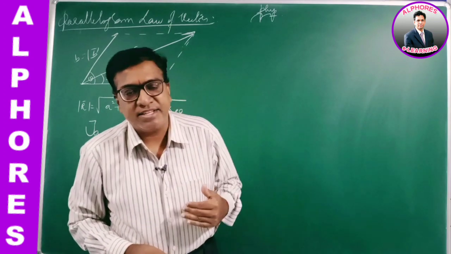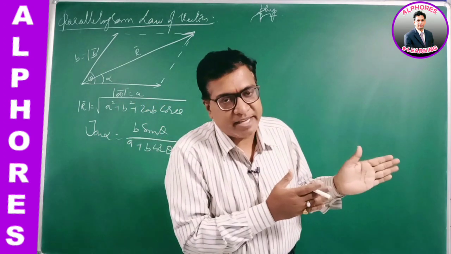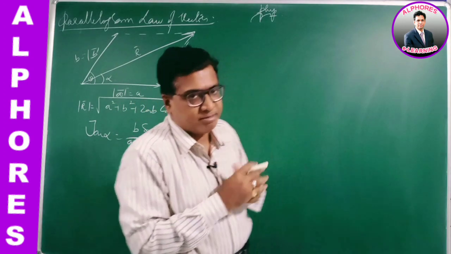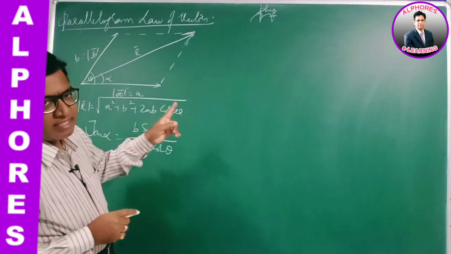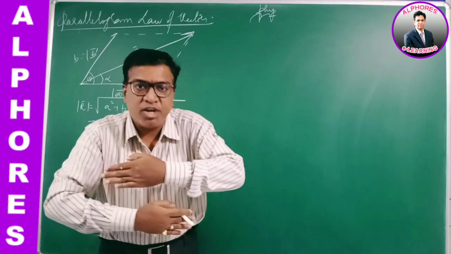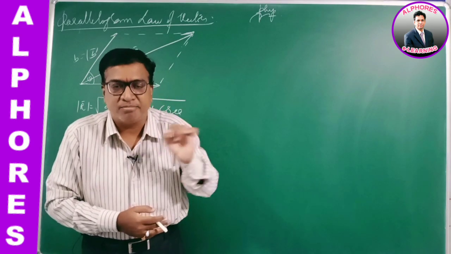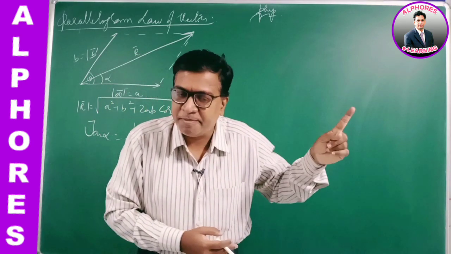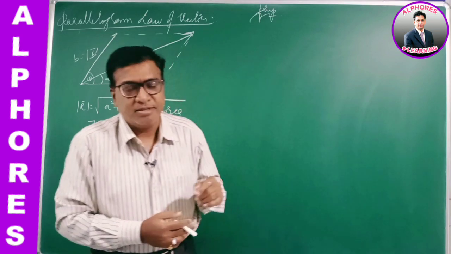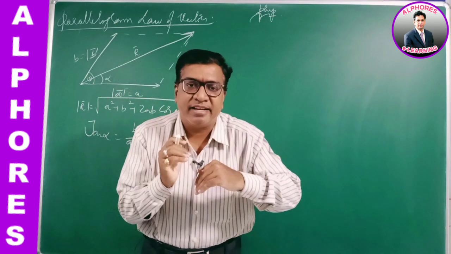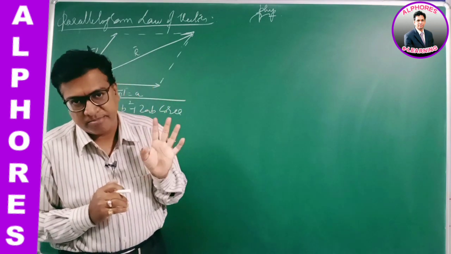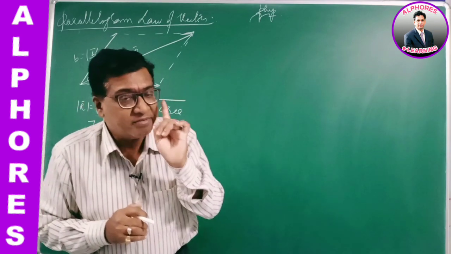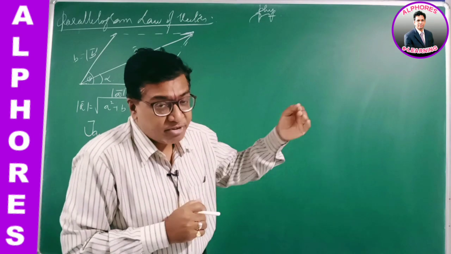Later we have taken the cases also. If two vectors are in the same direction, theta is 0, and the resultant is maximum. Theta 180, opposite direction, the resultant is minimum. Maximum resultant is a plus b, minimum resultant is a minus b. If two vectors are perpendicular, then by Pythagoras theorem the resultant is root of a squared plus b squared. And we have taken a very important case in the previous session.